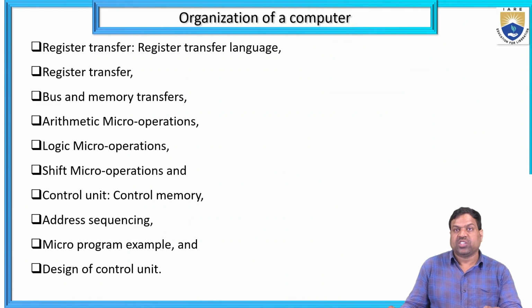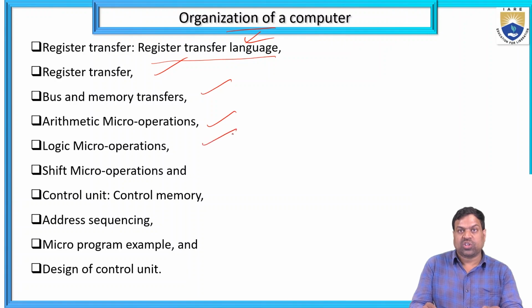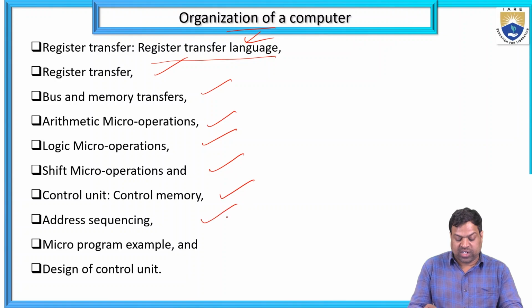The organization of a computer covers the register transfer language, register transfer, bus and memory transfer, arithmetic micro operations, logic micro operations, shift micro operations, control memory, address sequencing, microprogram example, and design of control unit. These are the topics in the organization of a computer.